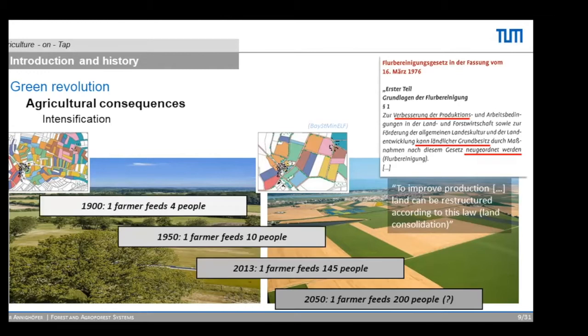And another result of this, obviously, is on the one side, productivity of the systems increases. So if one farmer fed 4 people in roundabout 1900, 50 years later, this has multiplied by 2.5. Well, 60 years later, this value has multiplied by roughly 15. That is the effect of the Green Revolution.